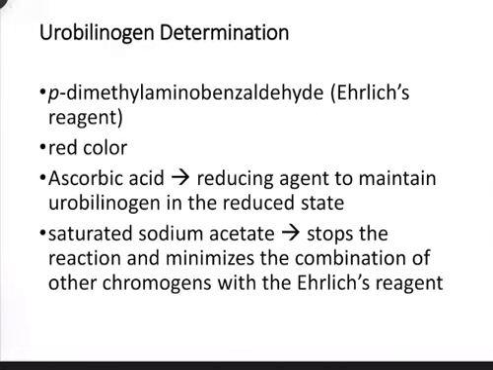Urobilinogen determination uses para-dimethylaminobenzaldehyde or Ehrlich reagent which produces red color. Your ascorbic acid is being used as a reducing agent to maintain your urobilinogen in the reduced state. Okay, in urobilinogen determination, it uses ascorbic acid. Saturated sodium acetate stops the reaction and minimizes the combination of other chromogens with the Ehrlich reagent. Okay, again your Ehrlich reagent is your para-dimethylaminobenzaldehyde. Okay, this is used in the urobilinogen determination.